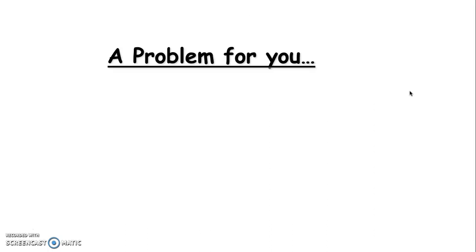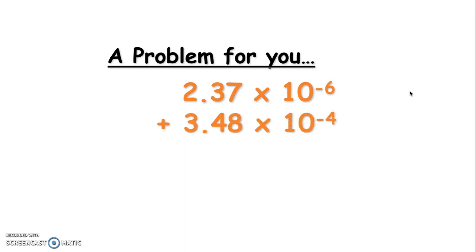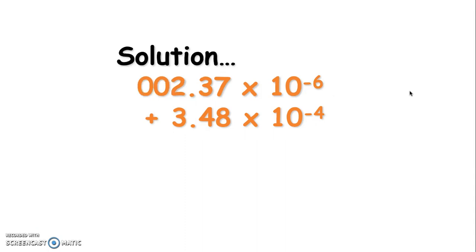Okay, so here we go. Let's do one together. 2.37 times 10 to the negative 6th plus 3.48 times 10 to the negative 4th. I want you guys to try this. Pause the video and try it, and then we're going to go over it.